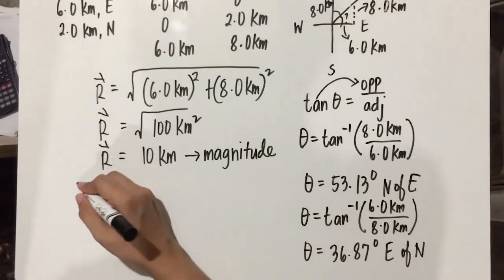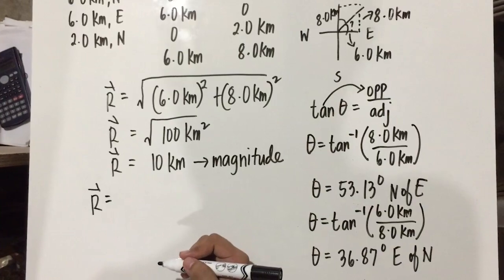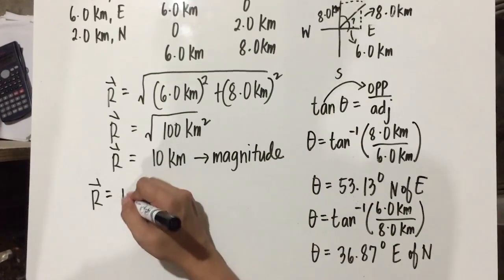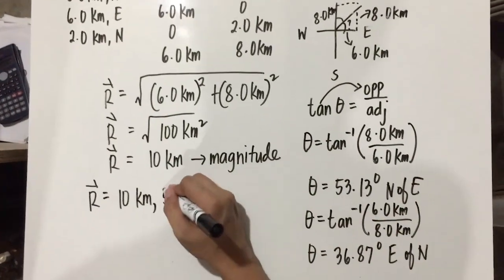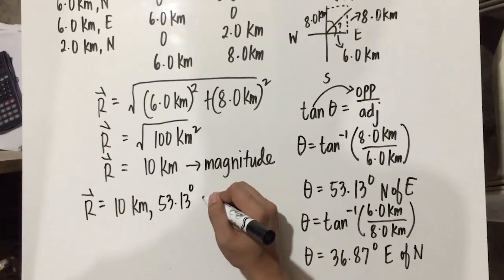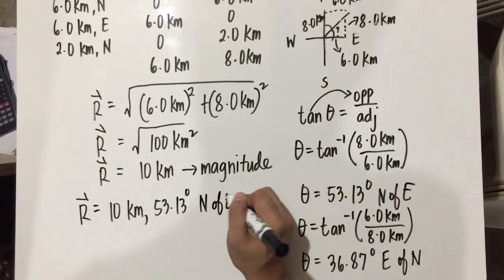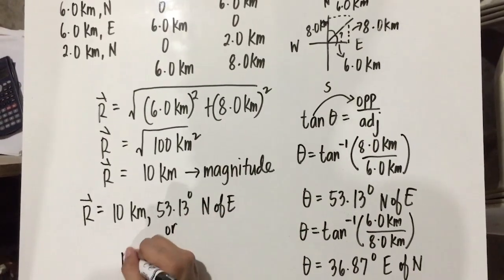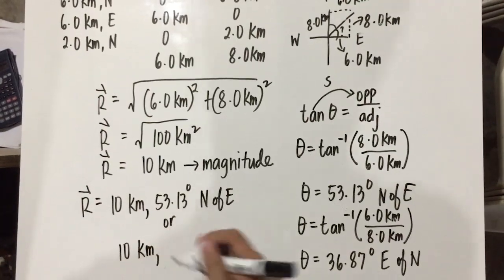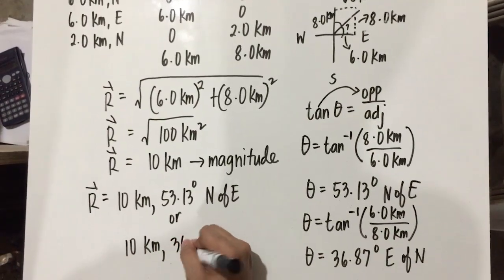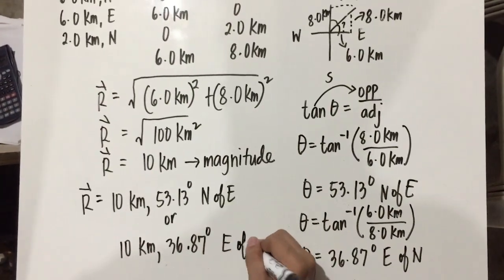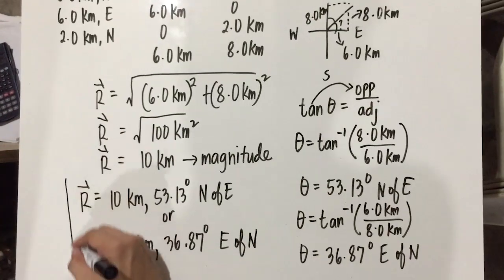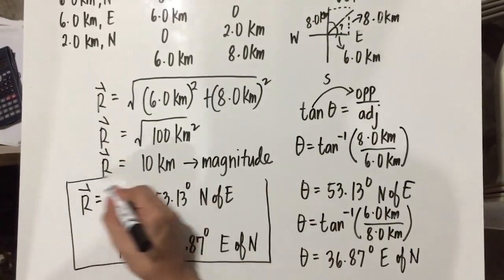So therefore, our resultant vector using the analytical method is 10 kilometers. The direction could be 53.13 degrees north of east, or 10 kilometers still, with direction 36.87 degrees east of north. So this is easy because there is no need for you to measure things here. Now let's have example number 2.